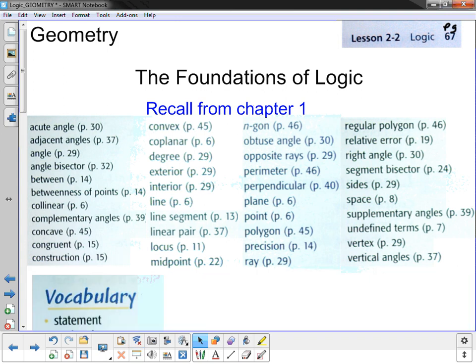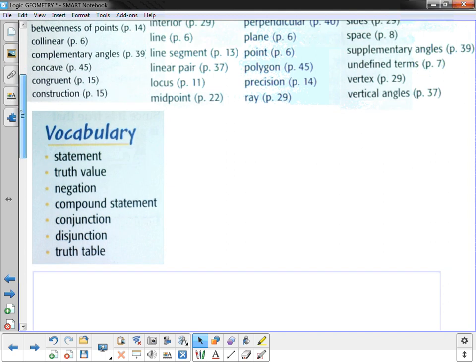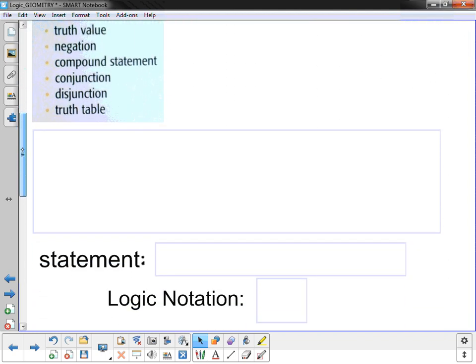Okay, here's the big vocabulary we're going to cover in this video. We're going to talk about a statement, truth value, negation, and a compound sentence. And just like in English, we're going to have some conjunctions and some disjunctions. And then we're going to talk about a truth value. So those are the terms we're going to talk about. You're probably going to want those in your notes. This would be a good time to stop and write them down. Give yourself plenty of room to write them down, though.